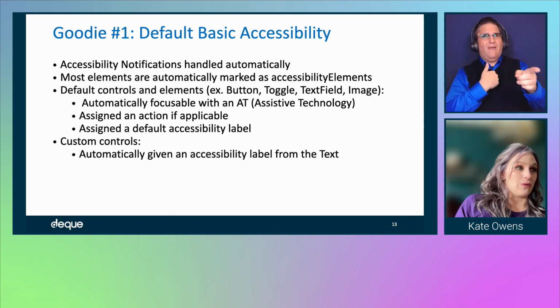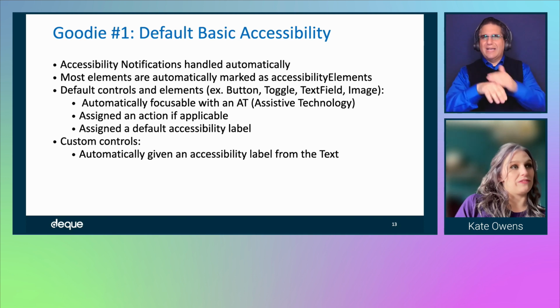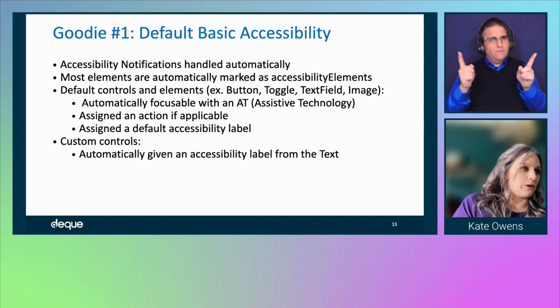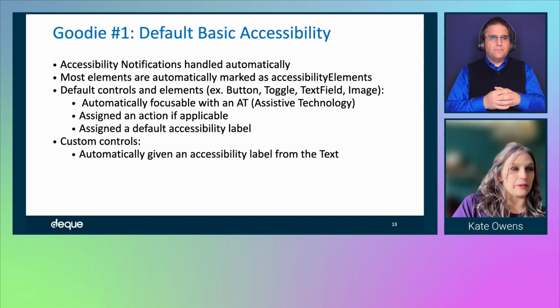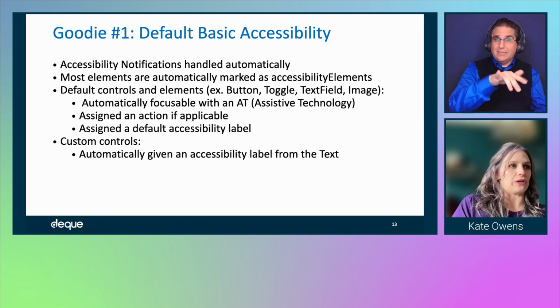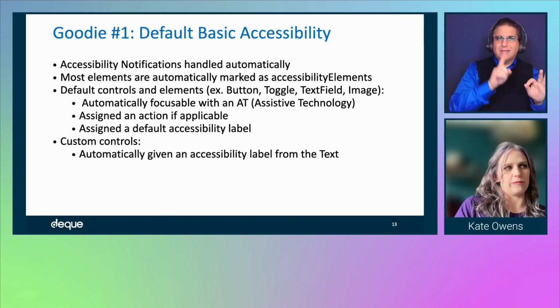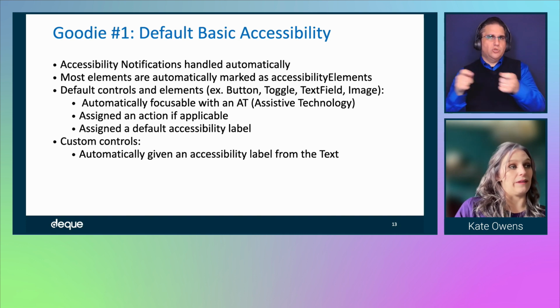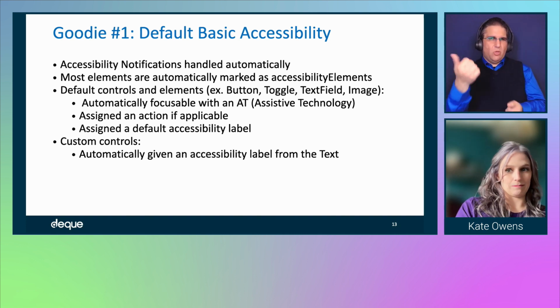Custom controls are something where there's a little bit of difference in terms of the basic accessibility. They are given accessibility labels from the text automatically, but they won't necessarily have an action assigned to them for the controls. You'll see an example of that in more depth a little bit later.